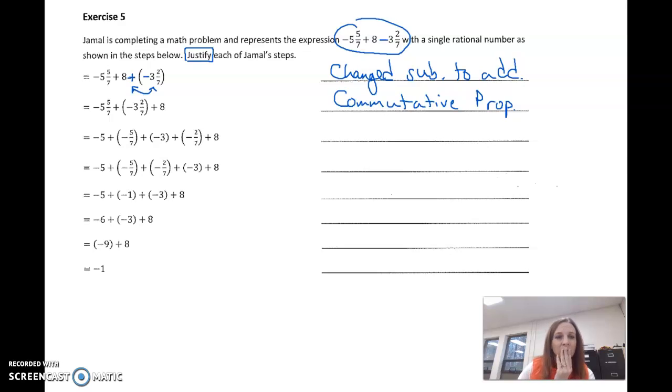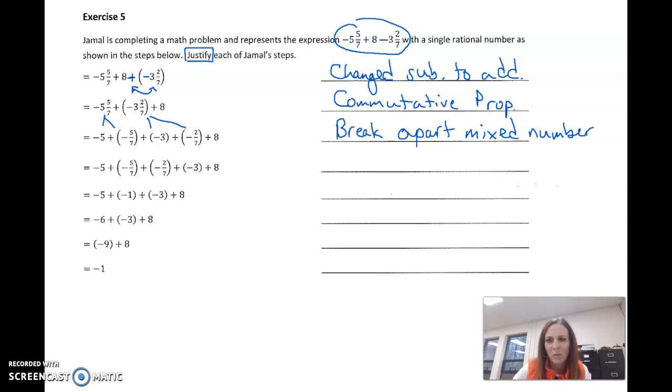Okay. Now from here to here, what did he do? Well, it looks like he took my -5 5/7 and broke it apart. And he took his -3 2/7 and he broke it apart. So I'm really just going to say break apart mixed numbers. Or broke apart. I'll just write break apart mixed numbers. You've heard me say that in the warm-ups before. Hopefully, anyway.